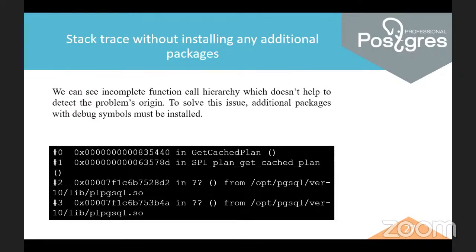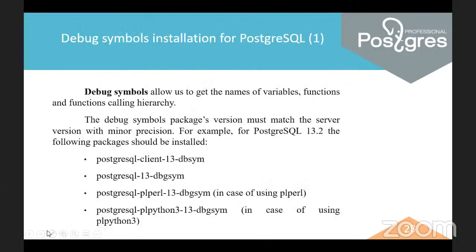And therefore, we must install something additional, and it's so-called debug info packages. They provide us additional information such as variables and function names and how they're calling each other. And it's essential because it allows us to see a more accurate stack trace that leads to the problem's origin. However, I must warn you that when you update your Postgres, you must make sure that you install an appropriate version of debug symbol packages, since it must match the server version with minor precision.